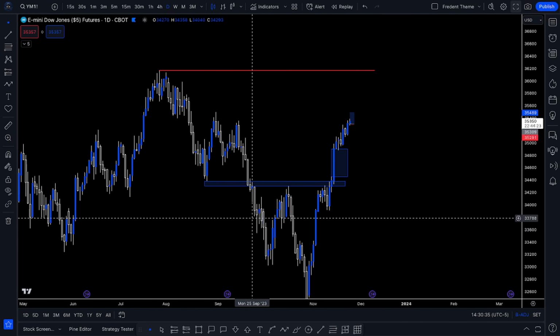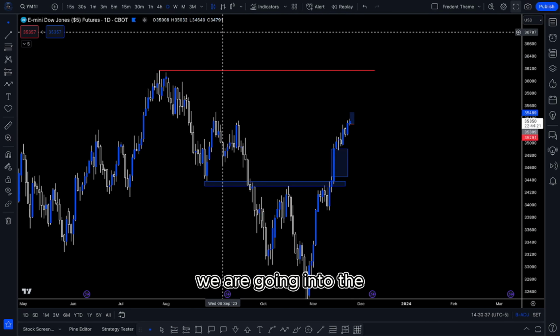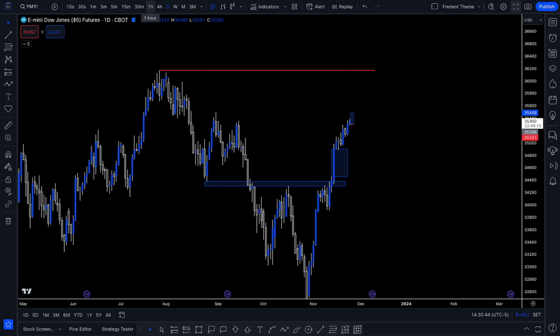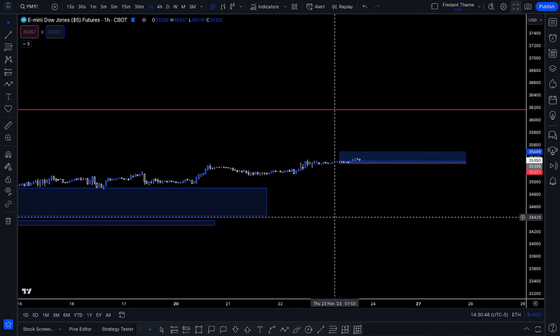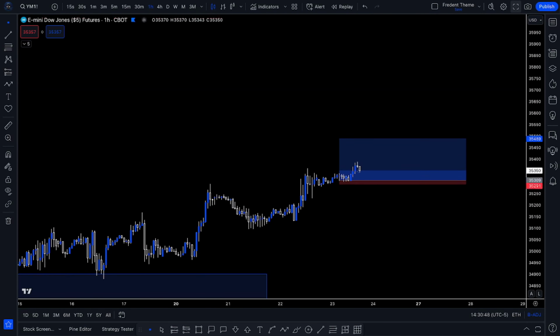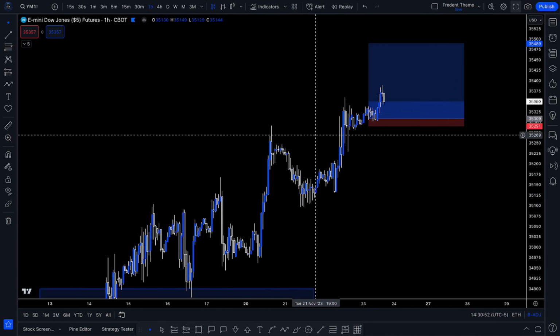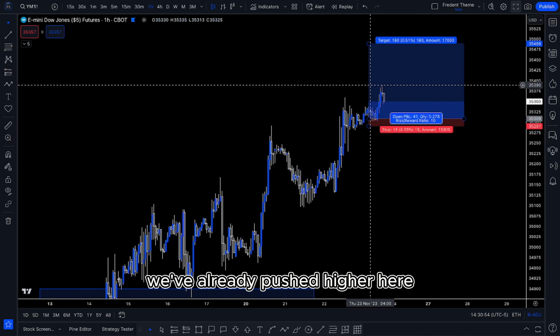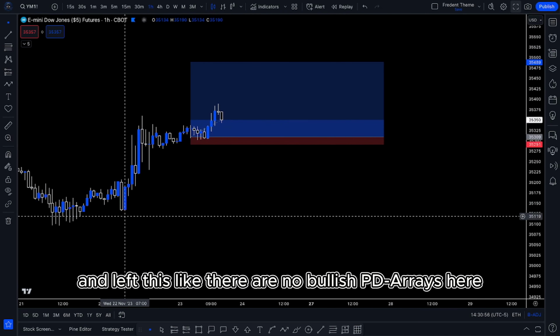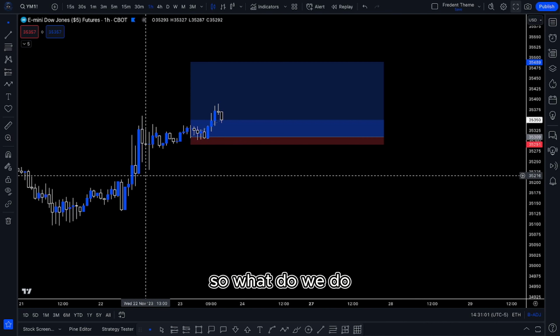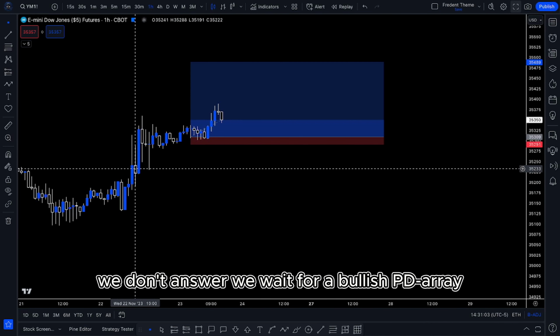Now we are going into the hourly chart to find our long entry. Doing that, we can see that we are moving up. We've already pushed higher here, and we have this leg. There are no bullish PD arrays here. So what do we do? We don't enter. We wait for a bullish PD array.